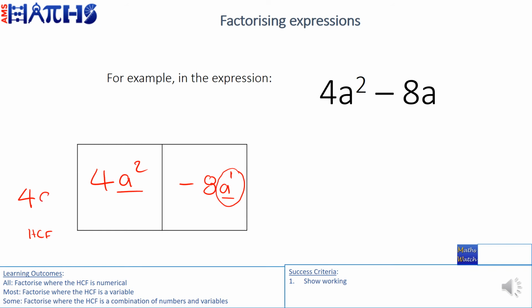So overall, the highest common factor is 4a. Then we find the two terms that we will multiply to get 4a squared and minus 8a. 4a times a will give us 4a squared, and 4a times minus 2 will give us minus 8a. So our answer is 4a open bracket a minus 2.